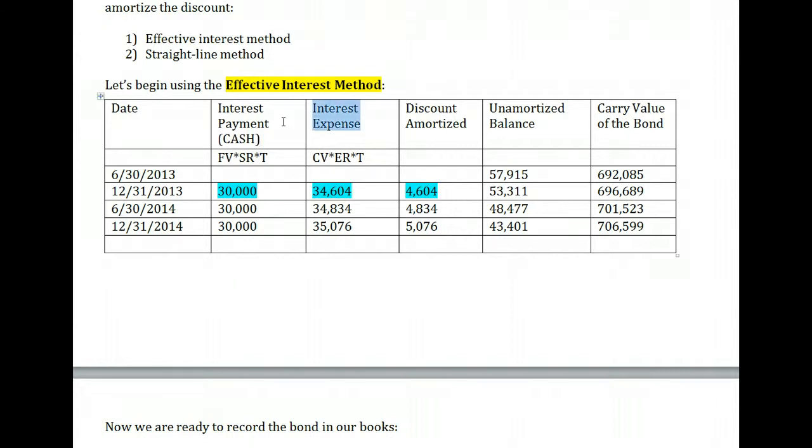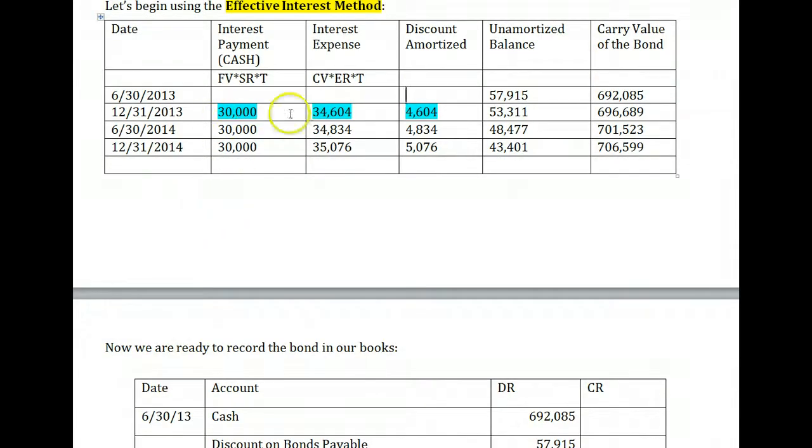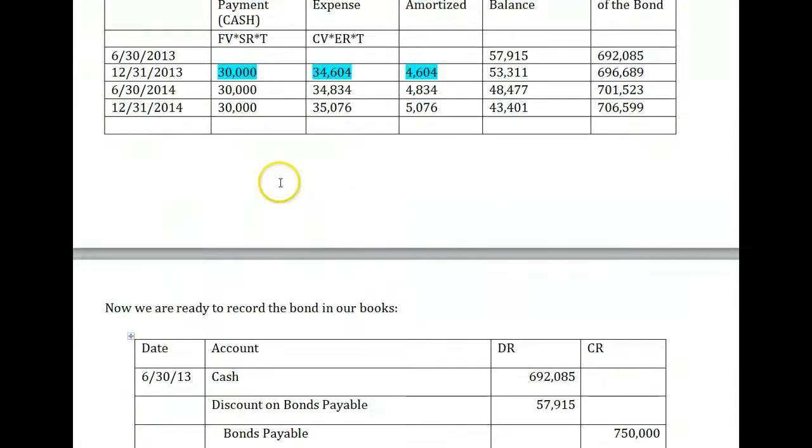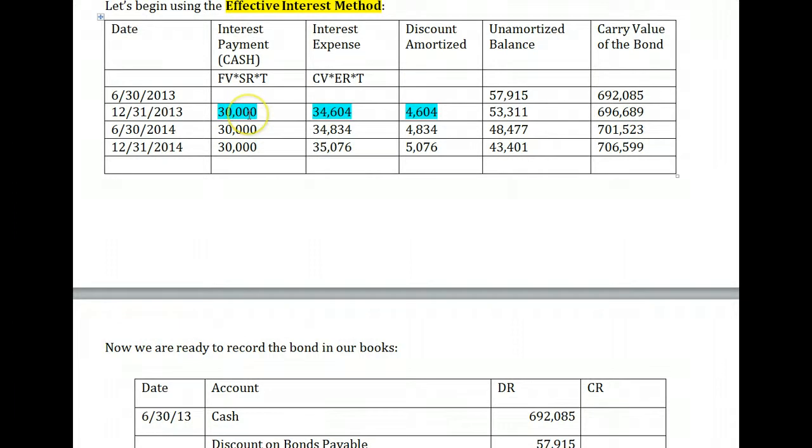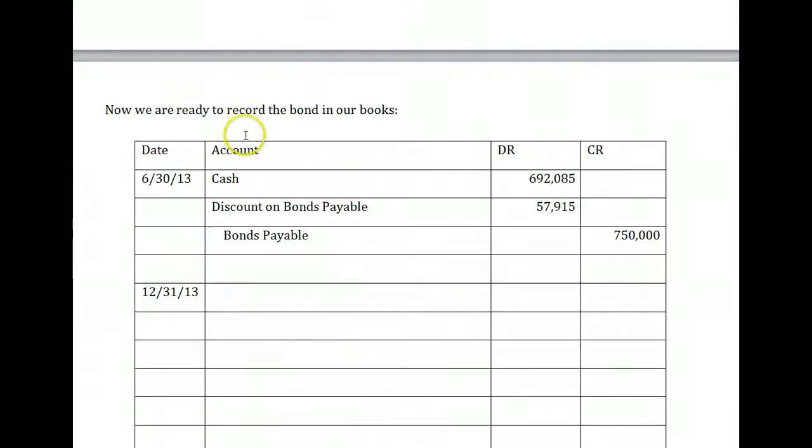The next column represents the interest expense. So you're going to debit interest expense for whatever you have under the interest expense column. And then the discount is the amount of discount we're going to amortize. So we've got $30,000 in cash. Is that a debit or credit to cash? Well, cash is going down. We're paying this out, so it's going to be a credit to cash.